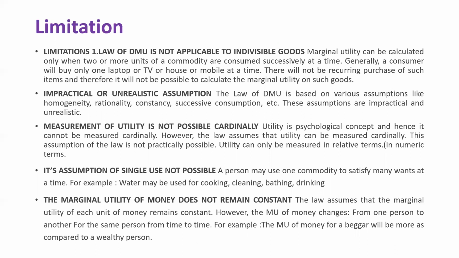Impractical or unrealistic assumptions. The law of diminishing marginal utility is based on various assumptions which are unrealistic, such as homogeneity, rationality, consistency, and successive consumption. These assumptions are impractical and unrealistic. Measurement of unit is not possible cardinally. Utility cannot be measured because utility is a psychological concept, a subjective phenomenon, and hence it cannot be measured cardinally. Therefore, the law's assumption that utility can be measured cardinally is not practically possible. Utility can only be measured in relative terms, not in numeric terms.